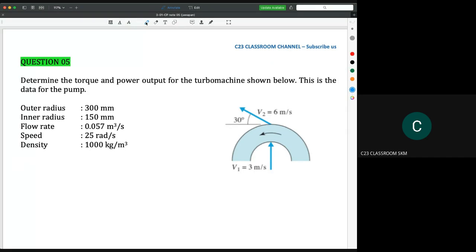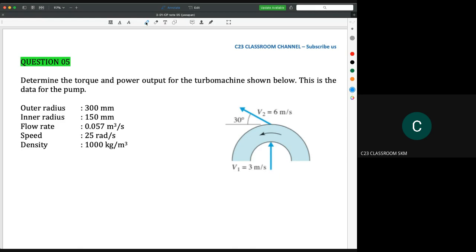To determine the torque and power output for the turbo machine shown below, this is the data of the pump. Outer radius 300 millimeters, inner radius 150 millimeters, flow rate 0.057 meter cube per second, speed 25 radian per second, and density is 1000 kilogram per meter cube.